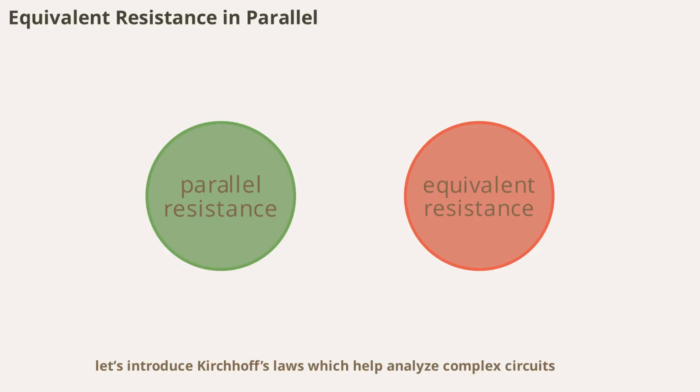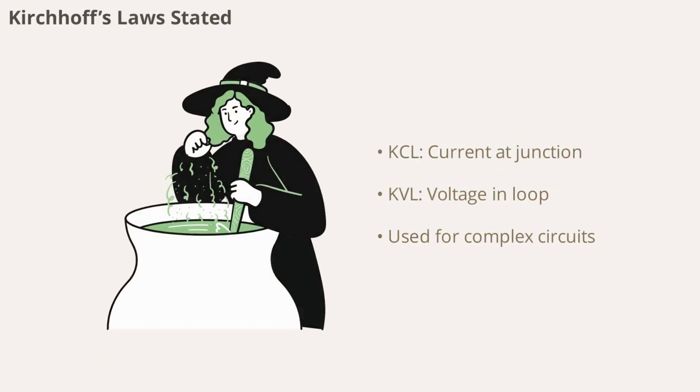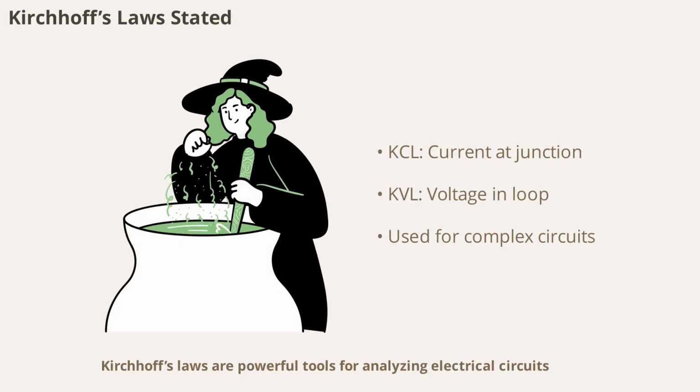Now, let's introduce Kirchhoff's laws, which help analyze complex circuits. Kirchhoff's laws are powerful tools for analyzing electrical circuits. There are 2 laws. Kirchhoff's current law, KCL, states that the total current entering a junction equals the total current leaving it. Kirchhoff's voltage law, KVL, states that the sum of the potential differences around any closed loop is 0. These laws are essential for solving circuits with multiple loops and junctions, where simple series and parallel rules are not enough. Next, let's see how to apply these laws to solve a circuit.